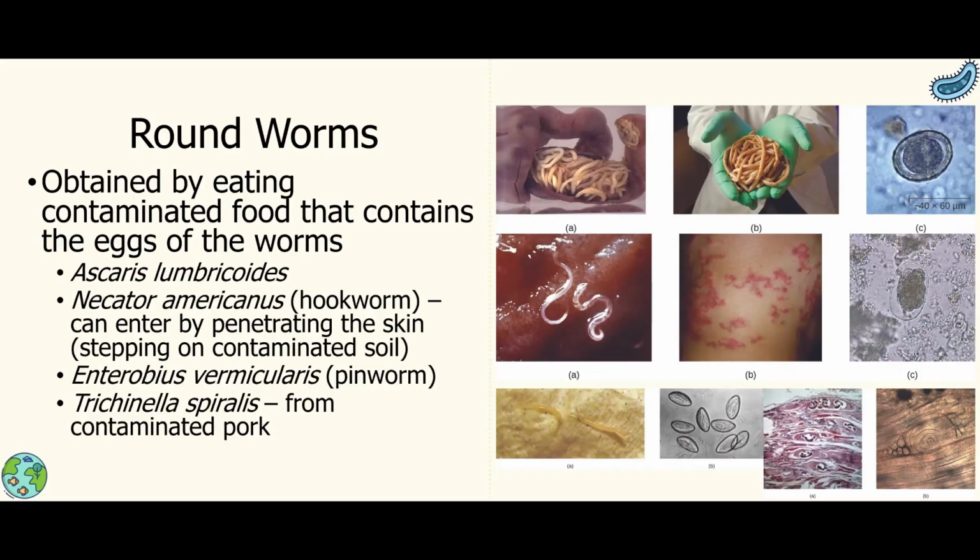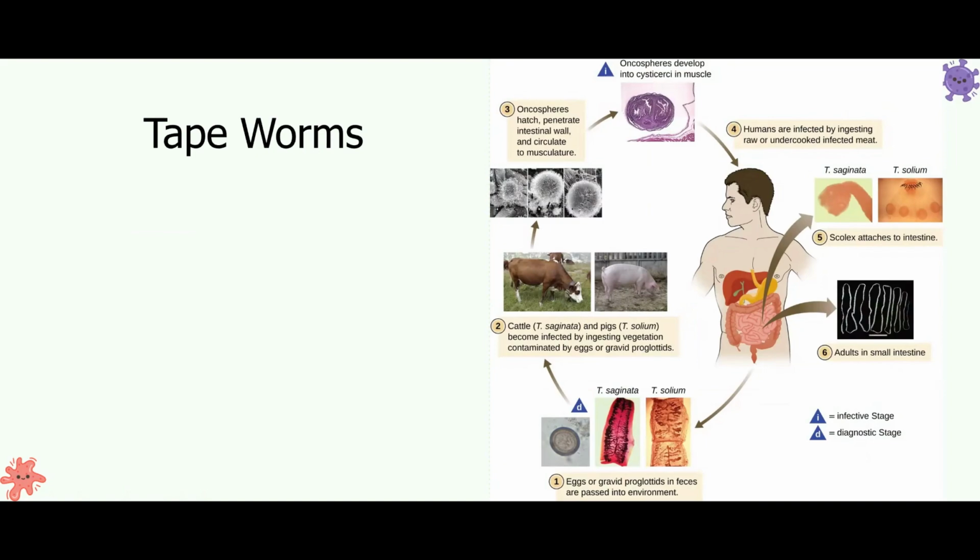And then there's Trichinella spiralis, which is found in contaminated pork. So, in the actual muscles of the pork are the eggs of this worm. And when you eat the pork, if it's not been cooked fully, then those eggs, again, same thing, hatch into your digestive system. Okay, and then there's tapeworms.